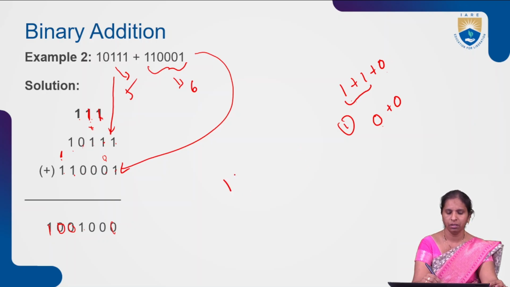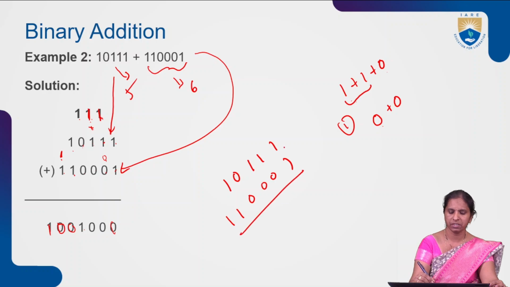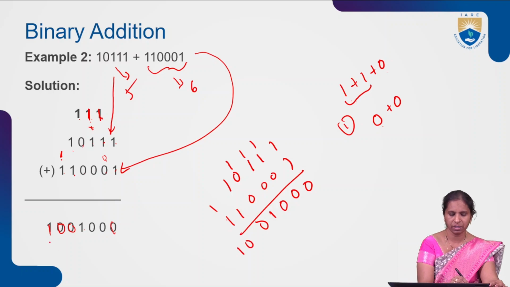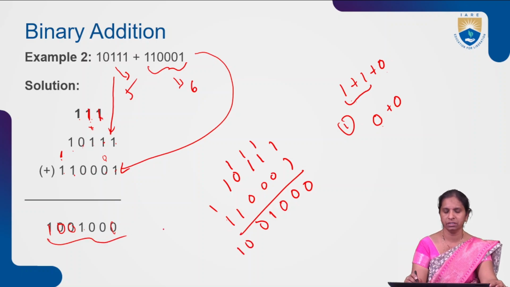So what are you doing here? 10111, then you are adding 11001. 1 plus 1 is 0, carry is 1. 1 plus 1 is 0 and the carry is 1. Then 1 plus 1 is 0 and the carry is 1 here. So 1 plus 0 is 1. Then 1 plus 1 is 0 and the carry is 1 here. 1 plus 1 is 10. Therefore, what is the answer here? 100100 is the answer.